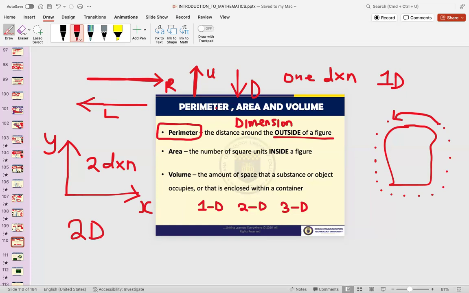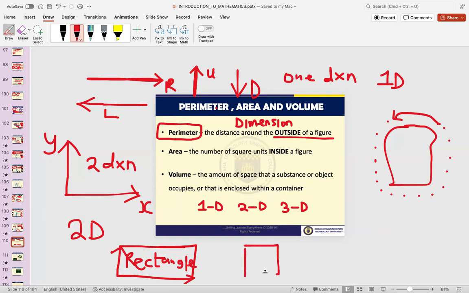Now, 2-dimensional means you always have a length, which is the horizontal, and you always have a breadth or a width, which is the y-axis. So you see that we use 2-dimensional to create images like a rectangle. Before you can create a rectangle, you need 2 directions. You need a horizontal direction. You need a vertical direction. If you want to create a square, the same thing. You need a vertical direction. You need a horizontal direction.